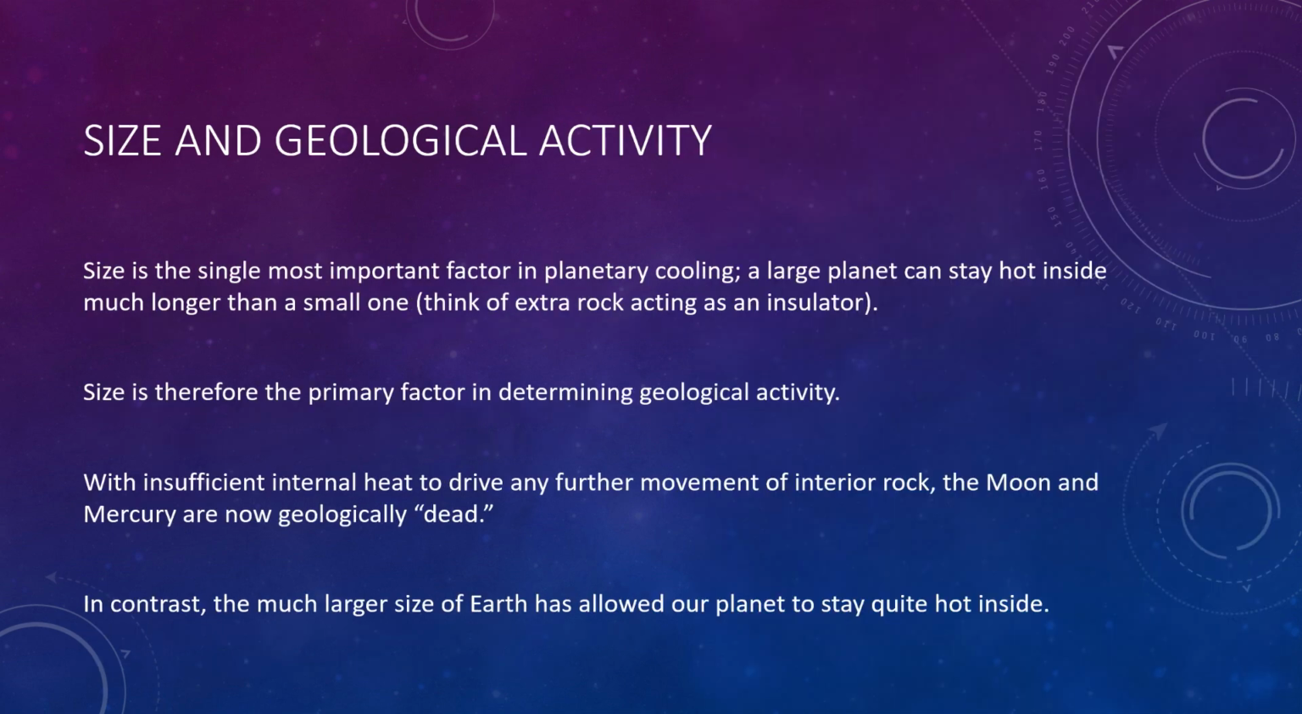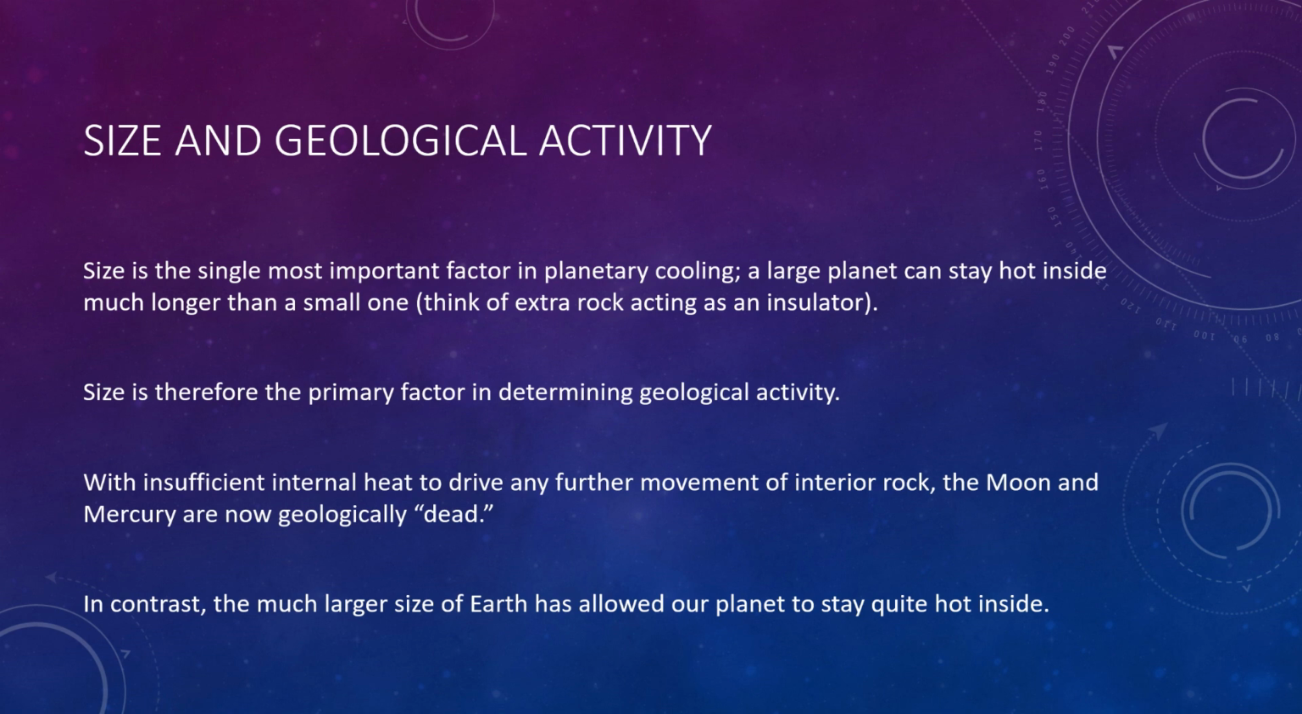Size is the single most important factor in planetary cooling. Just as a hot potato remains hot inside much longer than a hot pea, a larger planet can stay hot inside for much longer than a small one. You can see why size is a critical factor by picturing a large planet as a smaller planet wrapped in extra layers of rock. The extra rock adds insulation, so it takes much longer for the interior heat to reach the surface.